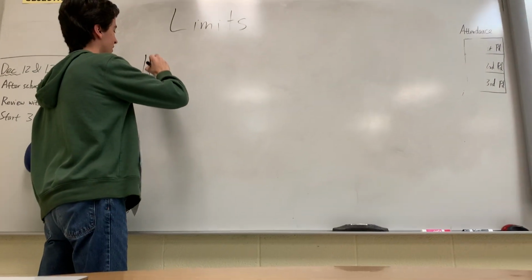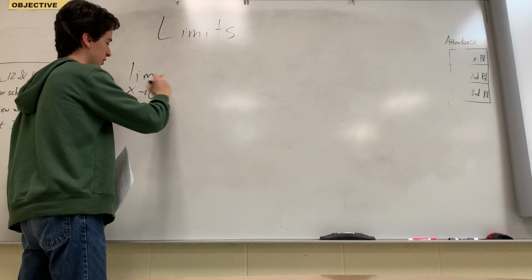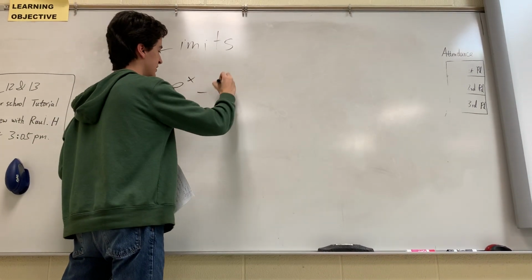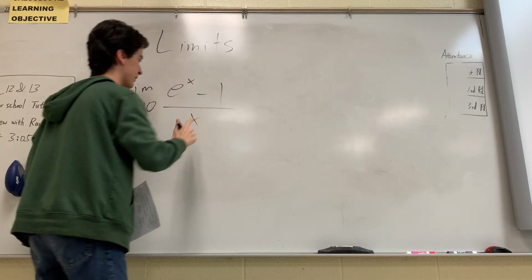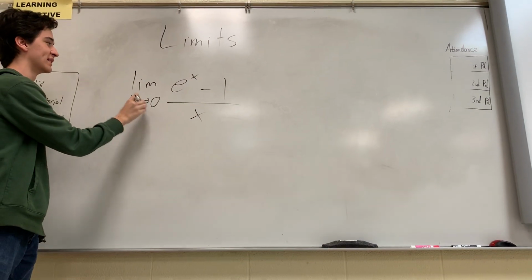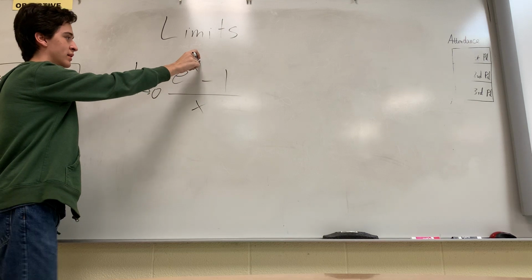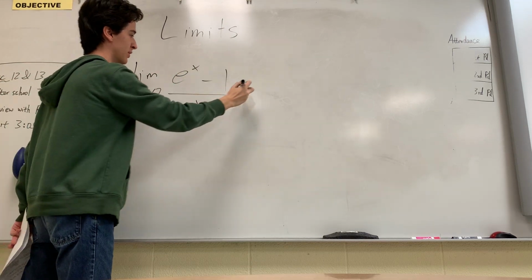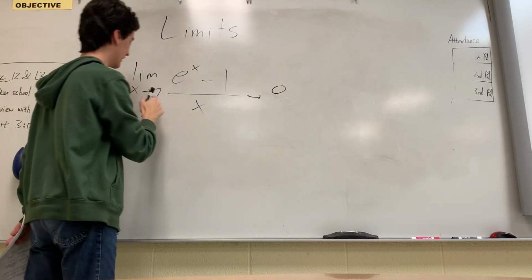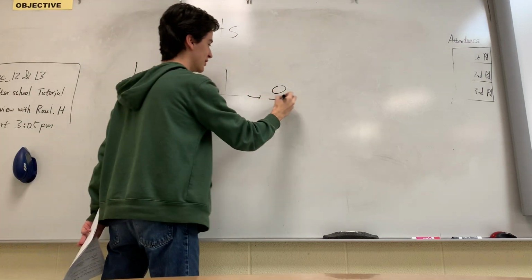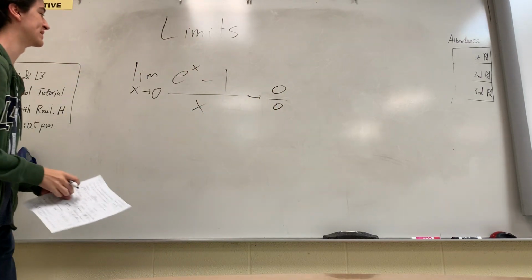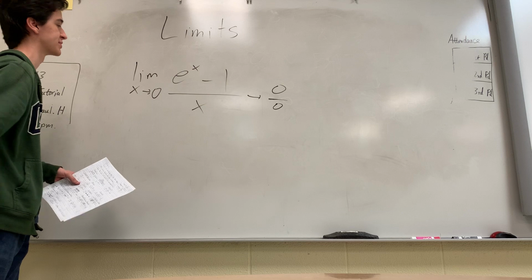Say we were given the limit as x approaches 0 of (e to the x minus 1) divided by x, right? So when we try to plug in the 0, we get e to the 0, which is 1. So we get 1 minus 1, 0. And then the denominator is 0. So we end up with that 0 divided by 0 form, so it's safe to use L'Hopital's rule here.